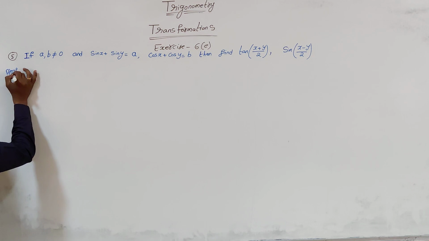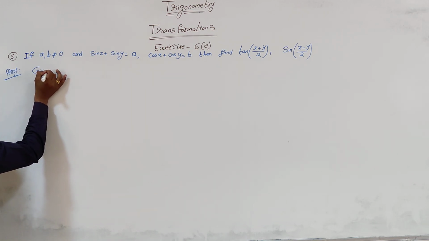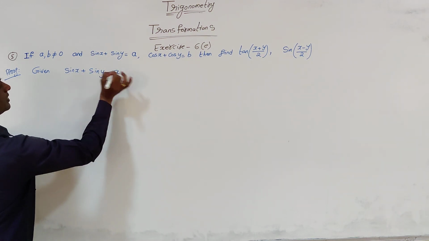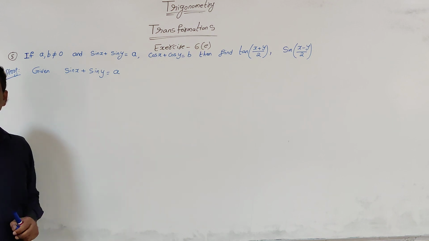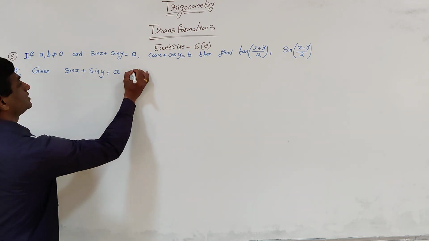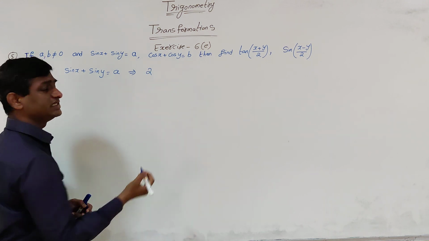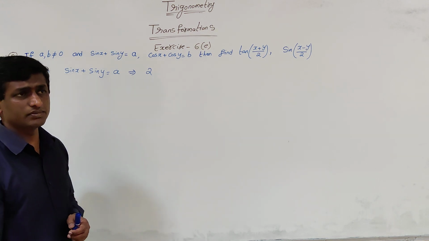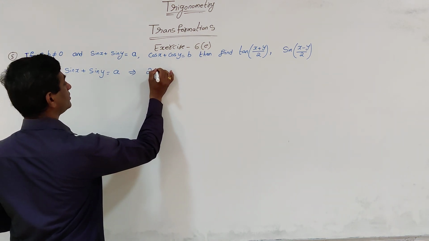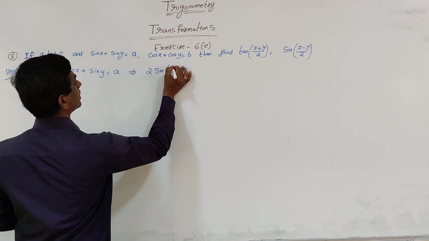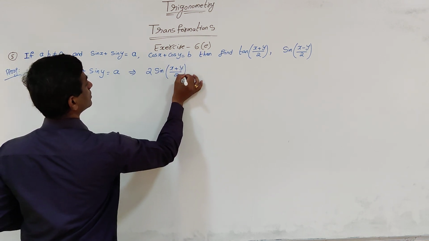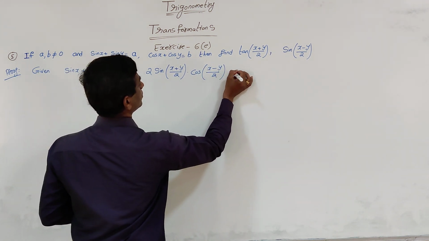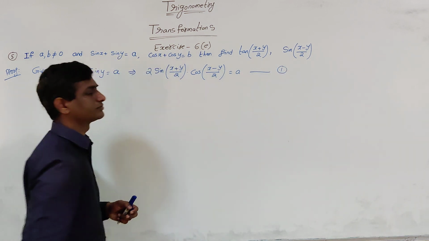So what is given? Sin x plus sin y is equal to a. It is in what form? Sin C plus sin D form. This can be written as 2 sin of (C plus D) by 2 cos of (C minus D) by 2. So we have 2 sin of (x plus y) by 2 into cos of (x minus y) by 2 is equal to a. Assume that it is the first equation.